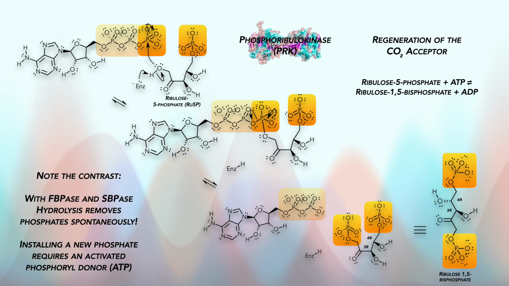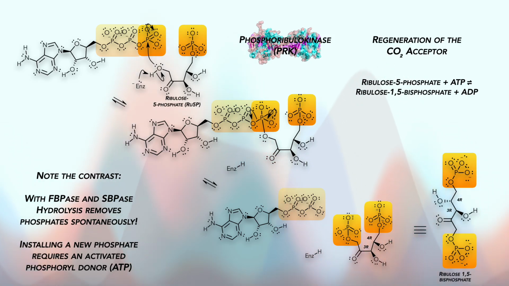And with phosphoribulokinase, we regenerate ribulose bisphosphate. The final step here regenerates the carbon dioxide acceptor. Ribulose 5-phosphate contains 1 phosphate. Rubisco requires ribulose 1,5-bisphosphate.